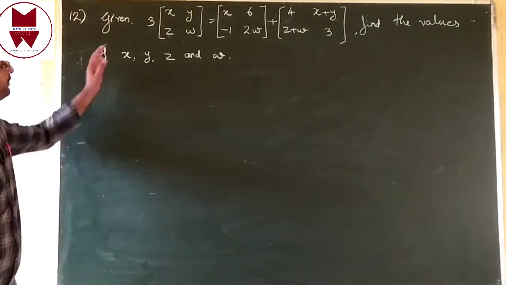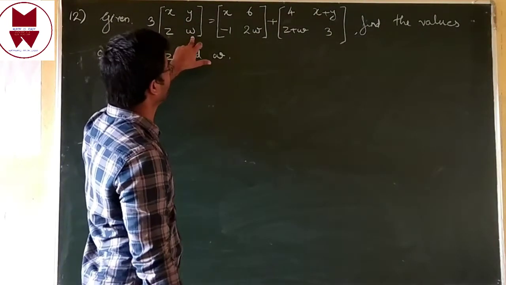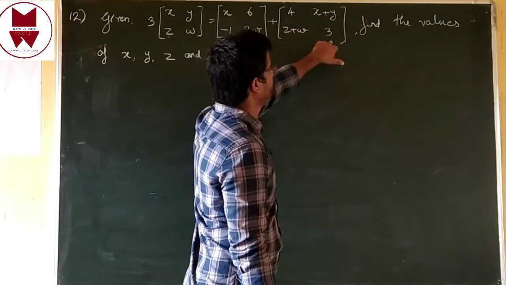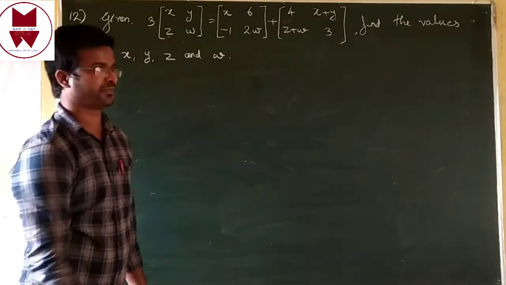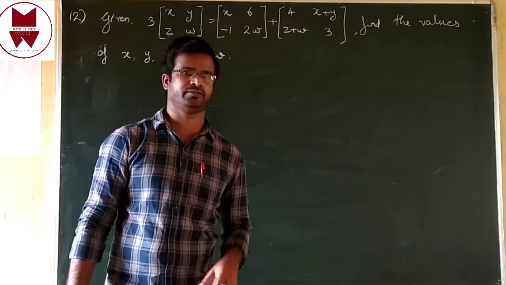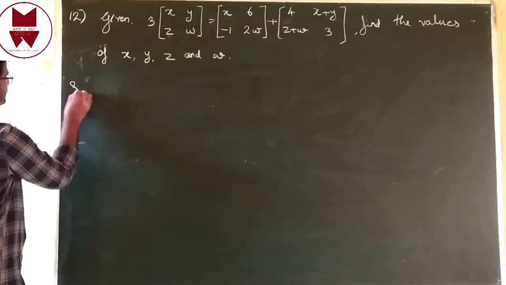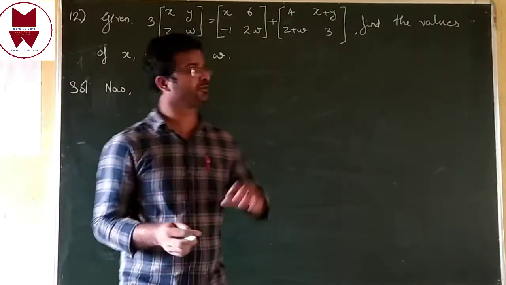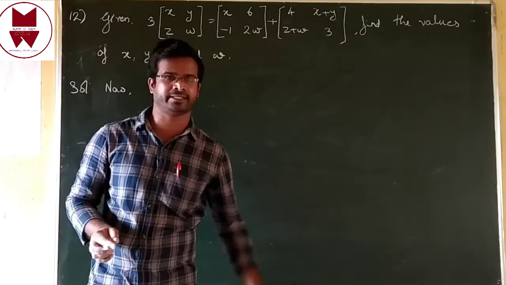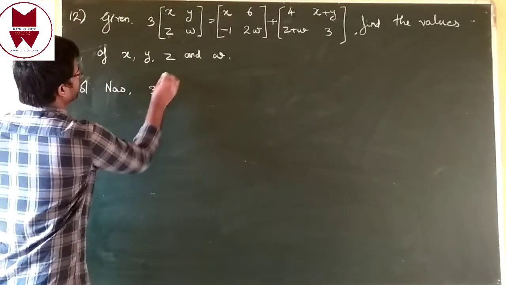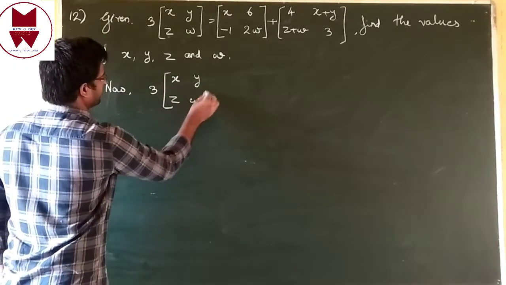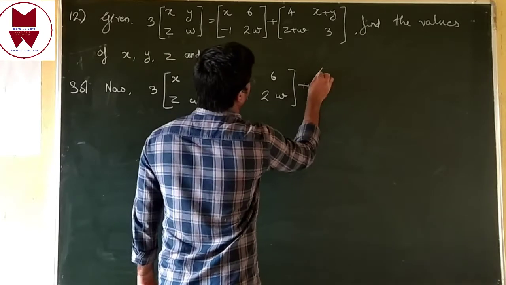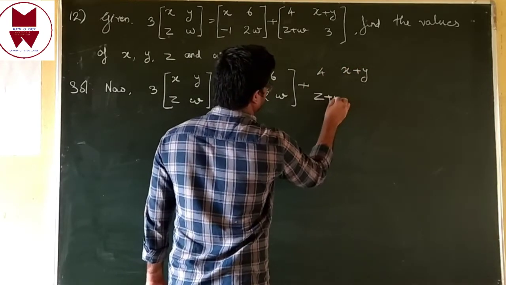Question number 12 is given. Matrix x, y, z, w equal to matrix x, 6, minus 1, 2 w plus 4, x plus y, z plus w, 3. Find the values of x, y, z, w. That means in here total 4 variables are there. We have to find out all the values. Then first write the given equation. I used to say equation because in here equal to is there. That is, equal to is there means we can say that is an equation. Okay. Then x, y, z, w equal to x, 6, minus 1, 2 w plus 4, x plus y, z plus w, 3.